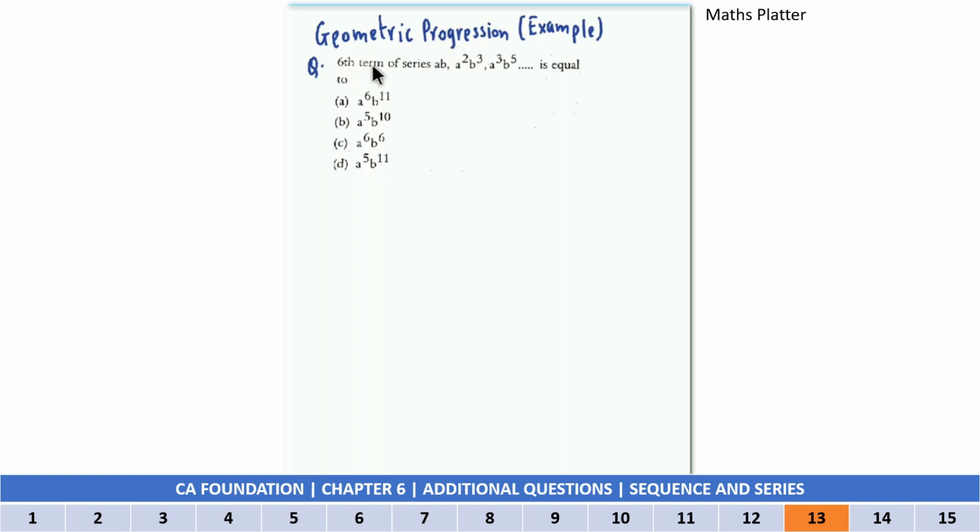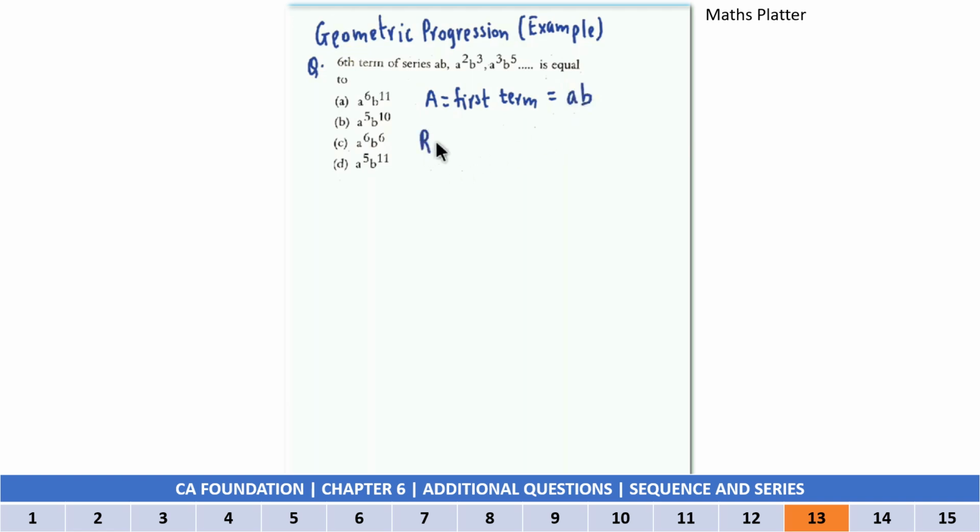The question is, the sixth term of the series AB, A square B cube, A cube B raised to 5 is equal to. Now these are the options given. So here if you observe, suppose we take A as the first term. So let A be the first term. We're using capital A over here. And the first term is AB.